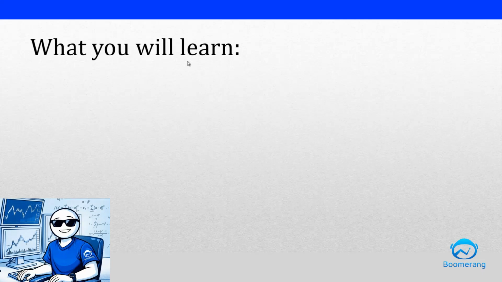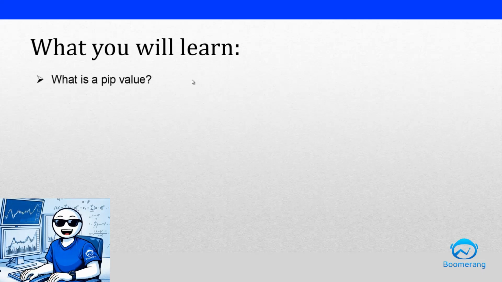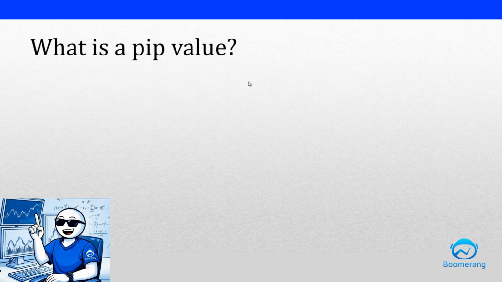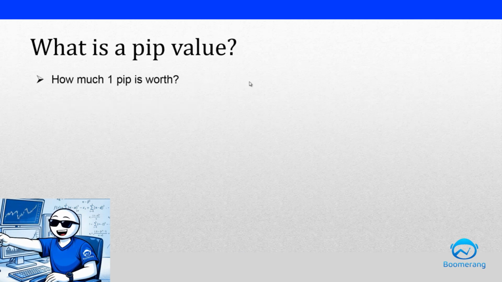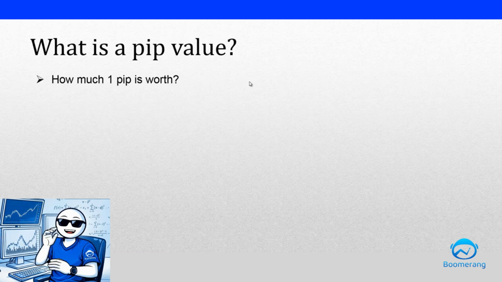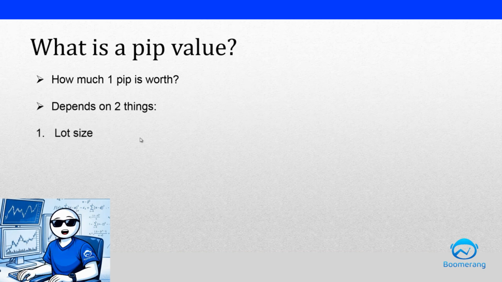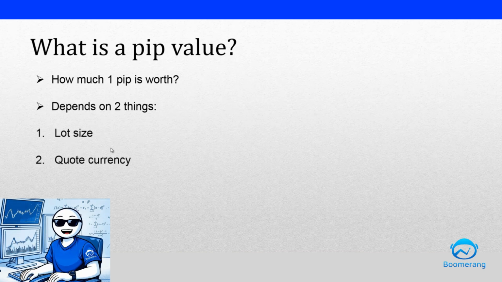Okay, so in this section, you will learn what a pip value is and how to calculate it. So what is a pip value? A pip value in essence is trying to answer the question, how much is one pip worth? And to find that out, you need to answer two questions. Number one, the lot size that you're trading, and number two, the quote currency of the currency pair.